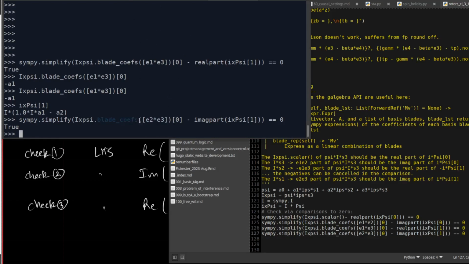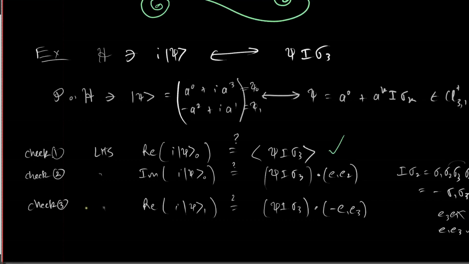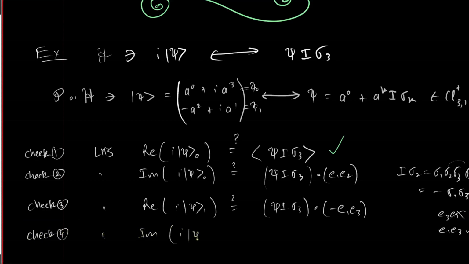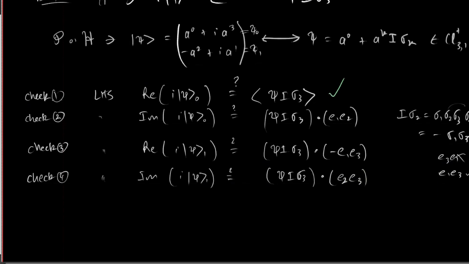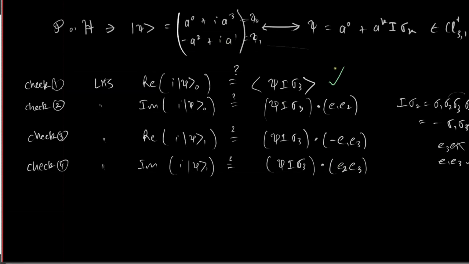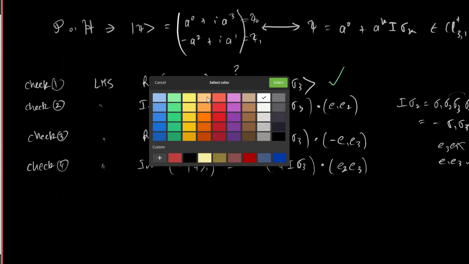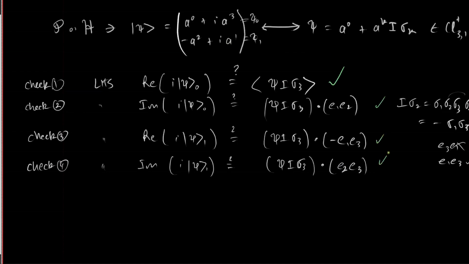So basically what this blade coefficient is doing for me is projecting out a particular blade. And what was that in terms of the checks here? The last check that we needed to do was the imaginary part of the spin down component, and that should have been equal to the projection of psi I sigma 3 onto the E2, E3 blade. And then those all worked out. So we can tick all that off, and next time we can do one of the other checks.